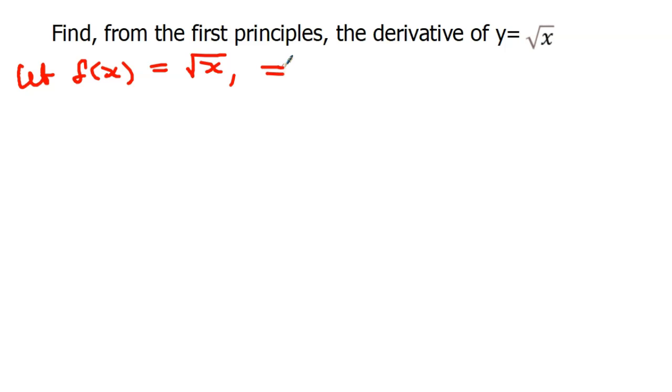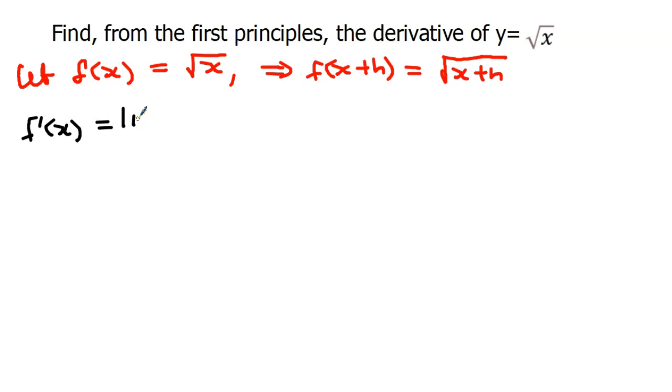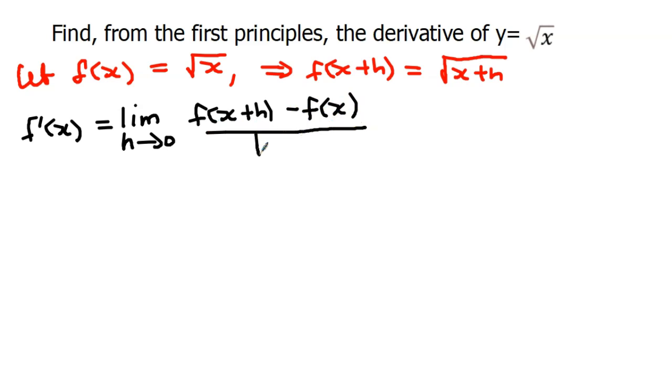If that is the case, this implies that f of x plus h is equal to, wherever we see the x, we just replace it with x plus h. Then we use the definition: the derivative of f of x is equal to the limit as h tends to 0 of f of x plus h minus f of x, all over h.